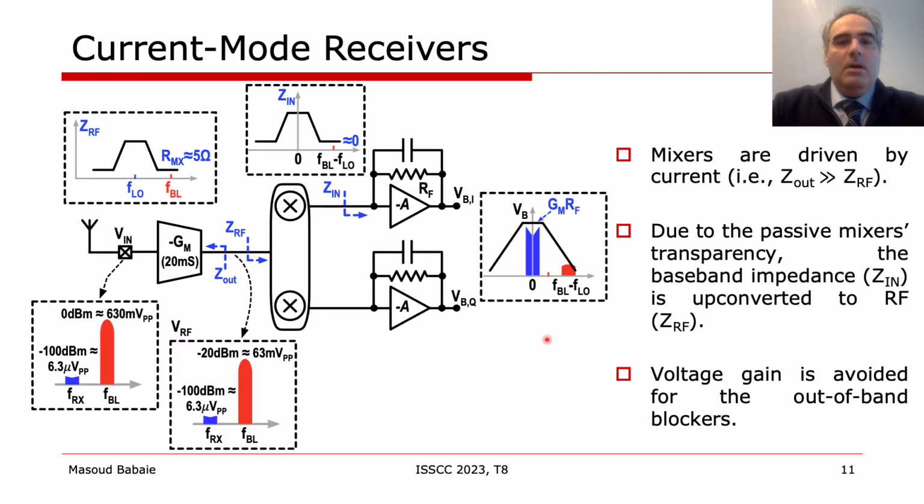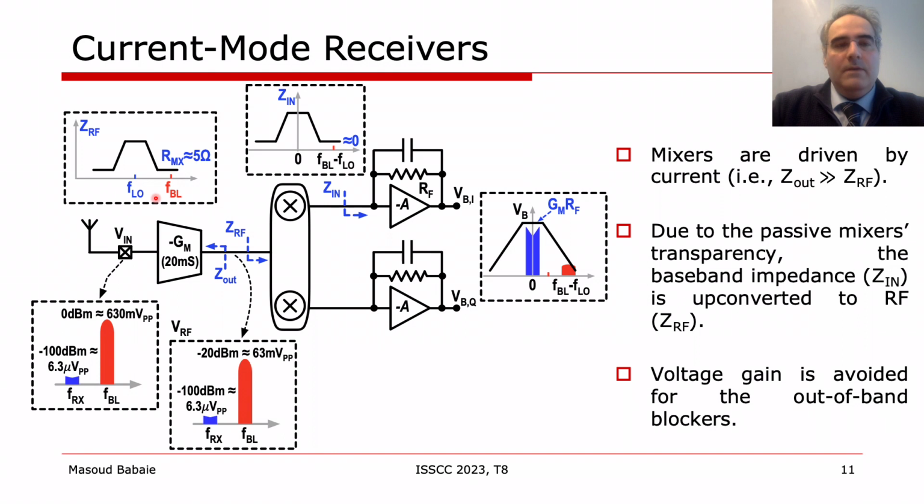In wideband current mode receivers, the LNA is replaced with a linear transconductance, which drives current mode passive mixers. This structure has four main features. First, the input impedance of the baseband transimpedance amplifier is small at in-band frequencies and almost zero at out-of-band frequencies. Consequently, the voltage swing of the blockers is small at the input port of the baseband amplifiers, improving the receiver's linearity.